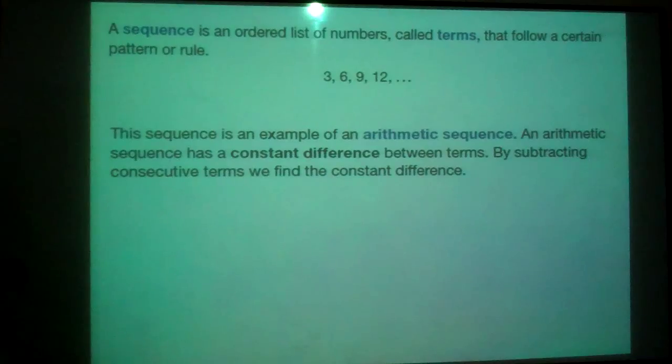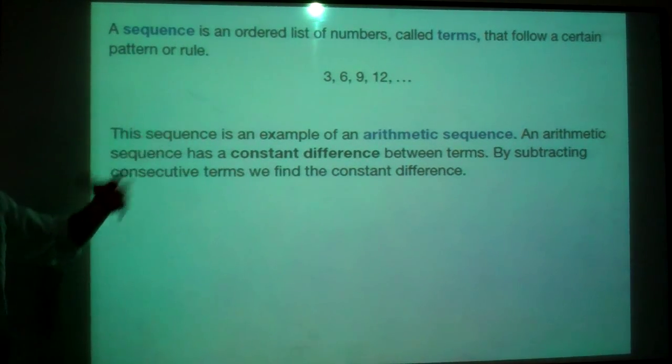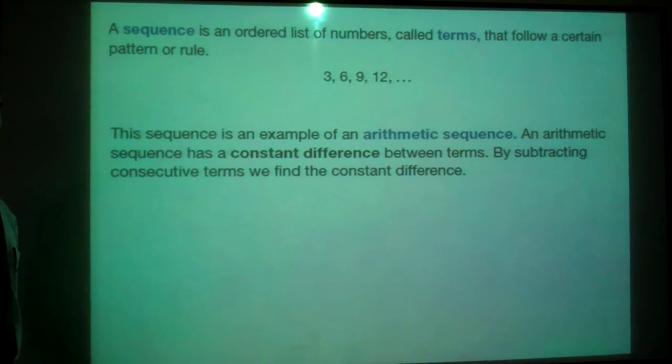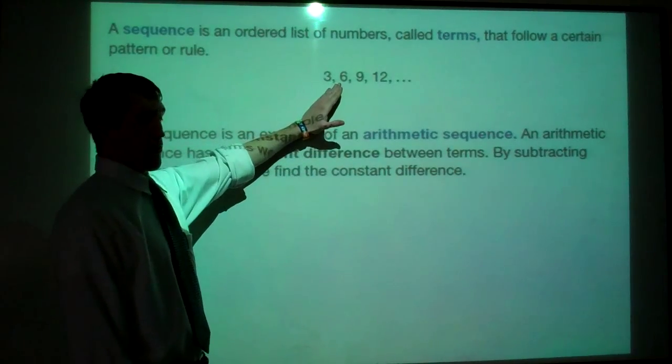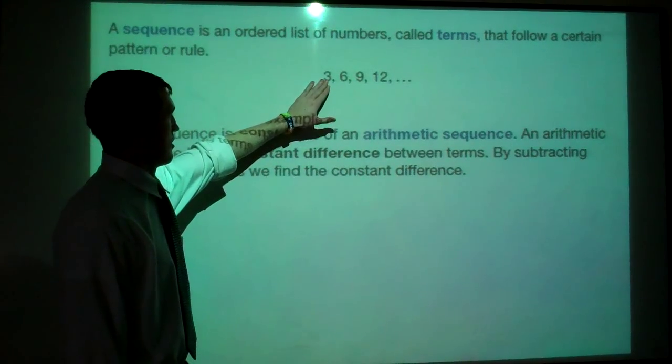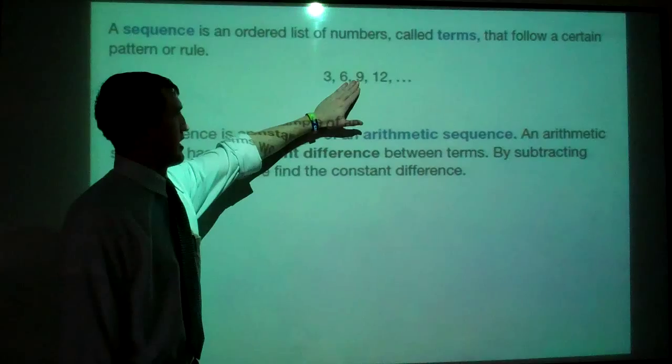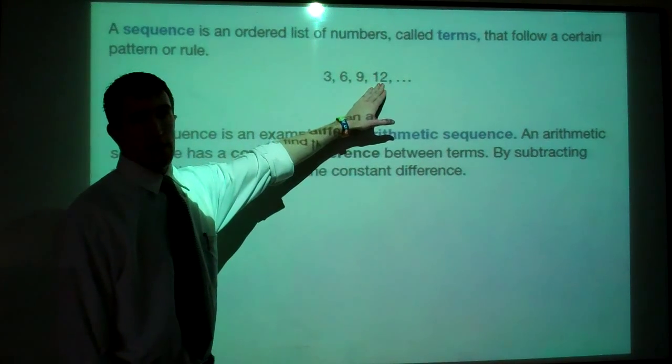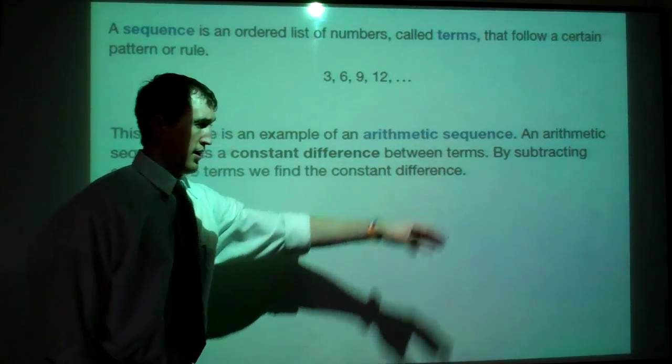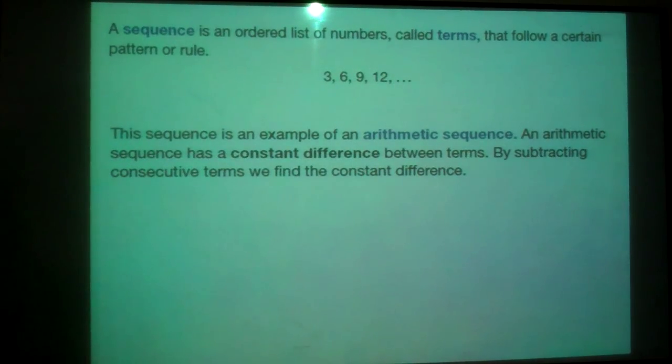So there are two basic sequences that we're going to be talking about. First, let's remember what a sequence is. A sequence is an ordered list of numbers called terms, and they follow a certain pattern or rule. For instance, this one, 3, 6, 9, 12, and it keeps following that pattern. Now in this one we are adding 3 to each term. 3 plus 3 is 6, 6 plus 3 is 9, 9 plus 3 is 12. If we kept going, 12 plus 3 is 15, and we would keep going in that direction.